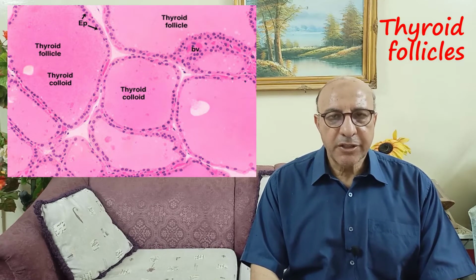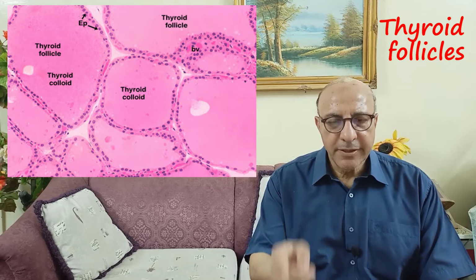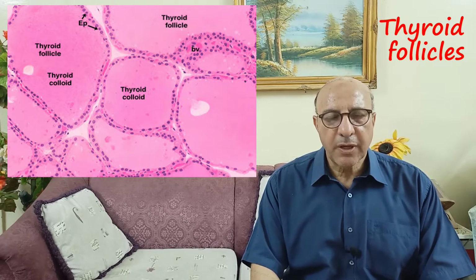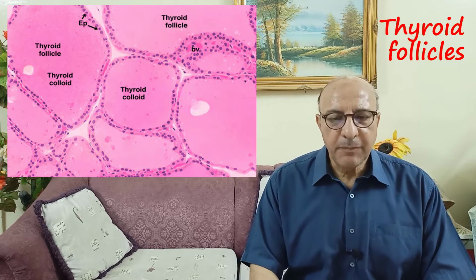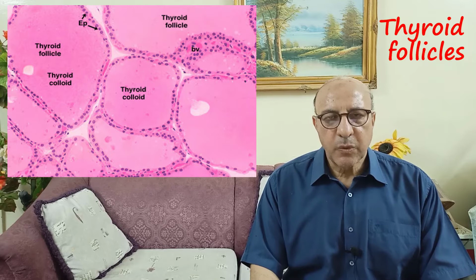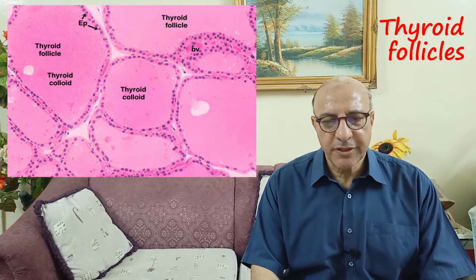Each follicle is actually a group of cells, the follicular cells, which secrete T4 and to a lesser degree T3, stored in the center of the gland with what we call the thyroglobulin. This is a glycoprotein, a storage material for the thyroid hormones.